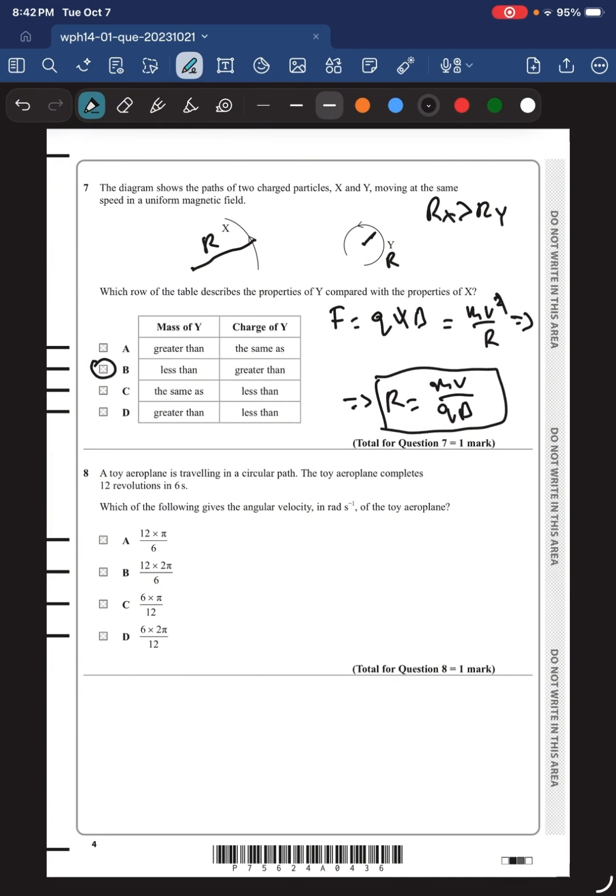Question 8. A toy aeroplane is traveling in a circular path. The toy aeroplane completes 12 revolutions in 6 seconds. Which of the following gives the angular velocity in radians per second of the toy aeroplane? Okay, this is simple. We are given 12 revolutions, so 2 pi is 1 revolution times 12, because it's 12 revolutions in 6 seconds. Remember that omega is the change in theta over the change in time. Okay, so this is what I did here, and the correct answer is B.